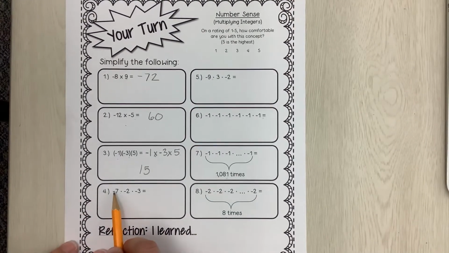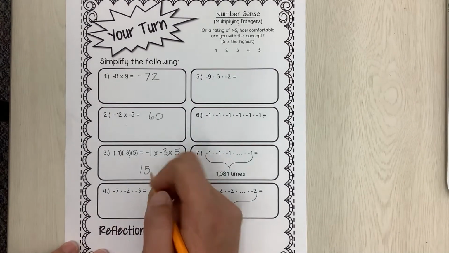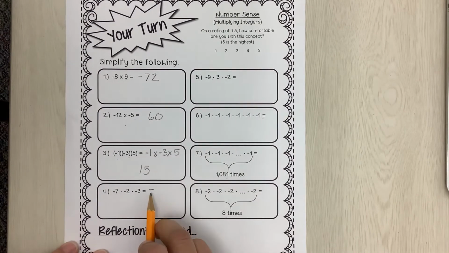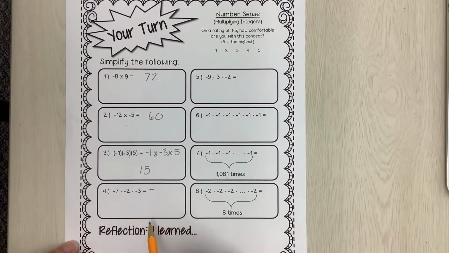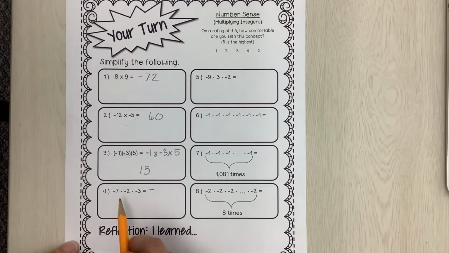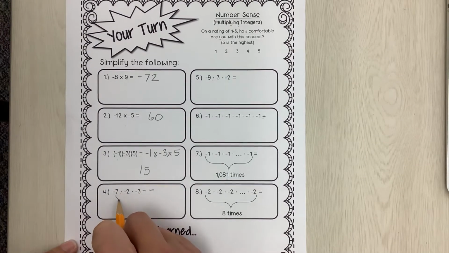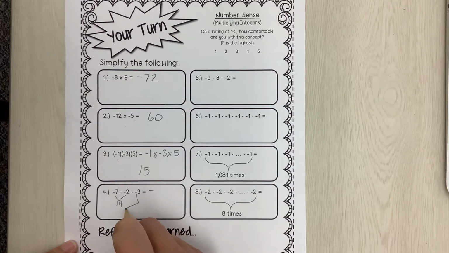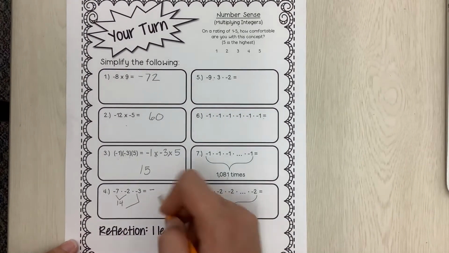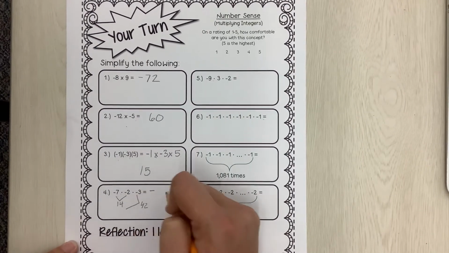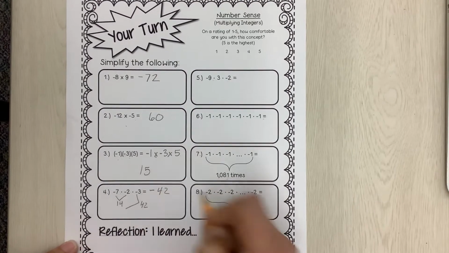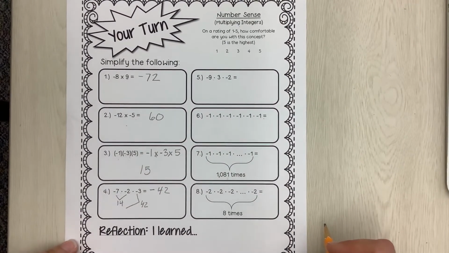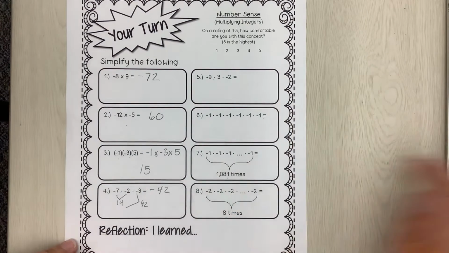How many negatives do we see? 1, 2, 3. I see 3 negatives, so my answer has to be negative because 3 is an odd number of negatives. And let's go ahead and answer this. 7 times 2 is 14, and then 14 times 3 is 42. So negative 42 is what we're going to get there. Let's look at number 5.